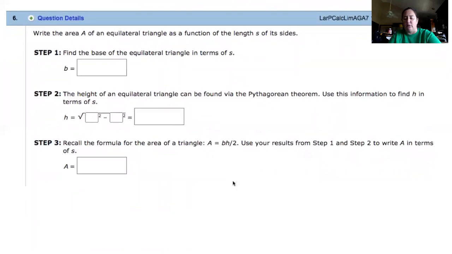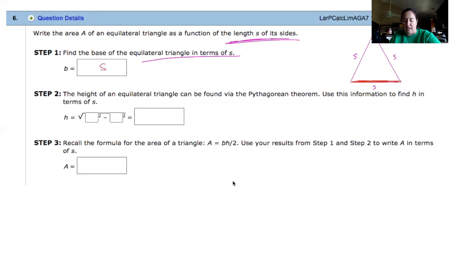The other question that I've seen quite a bit is question 6 here, which is talking about the equilateral triangle. So if I have a triangle, we're going to say it's an equilateral triangle, and it says the side lengths are S. So we're going to have S here, here, and here. It says find the base of the equilateral triangle in terms of S. Well, the base of a triangle, in this case, would be this bottom piece here, which you can see is just S.